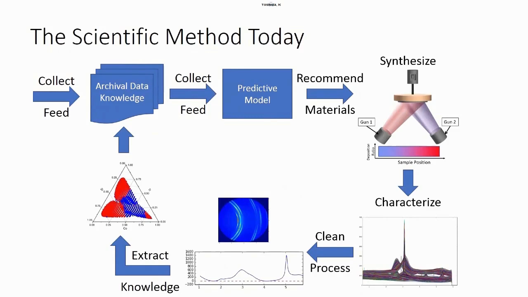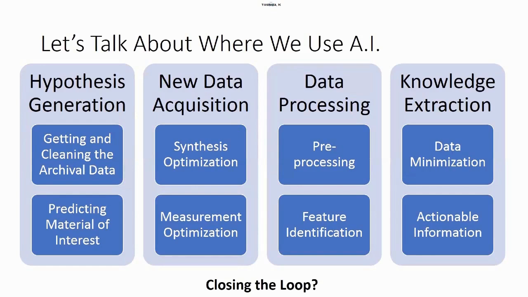So when I think about AI in material science, the first question I ask is, where are we using it? If we think about material science, and we cut it down through 4 pillars, we have hypothesis generation, new data acquisition, data processing, and knowledge extraction. Are we touching each of these pillars inside of the material science community? And if we are, what's to prevent us from taking our hands off of the wheel and letting the car drive itself?